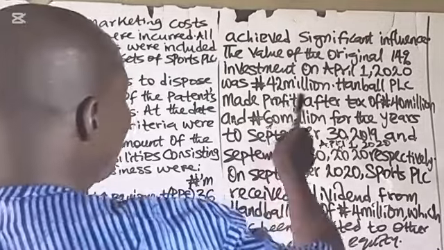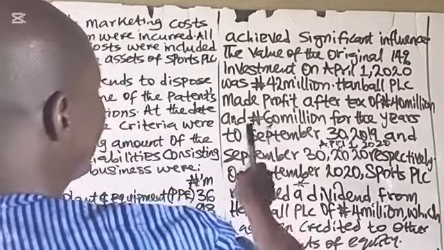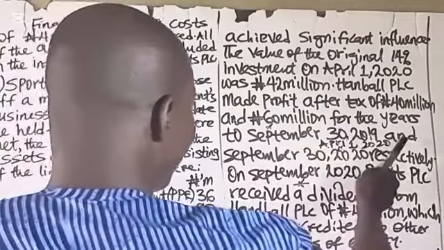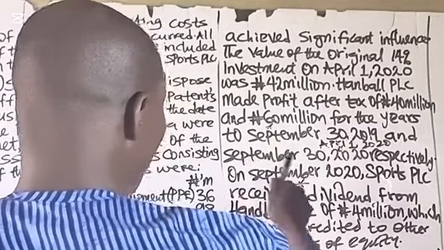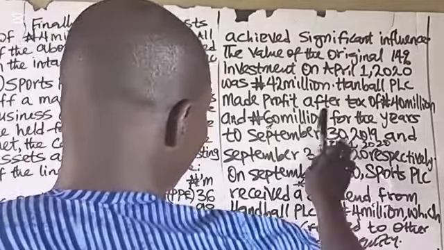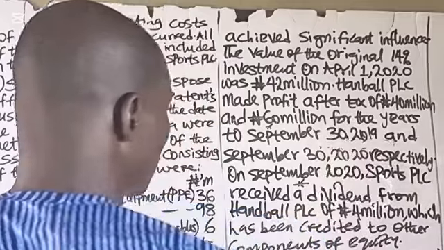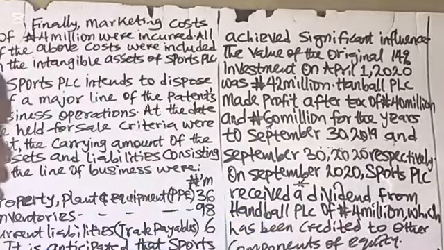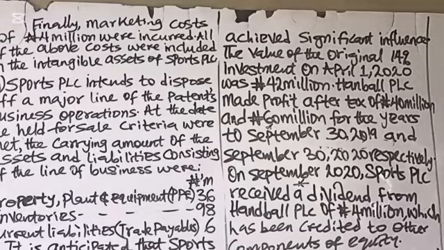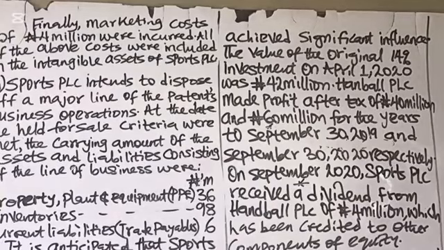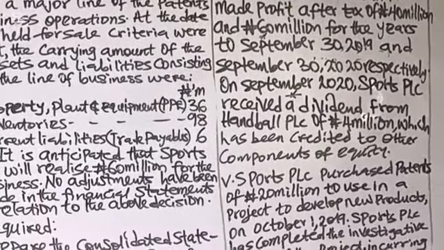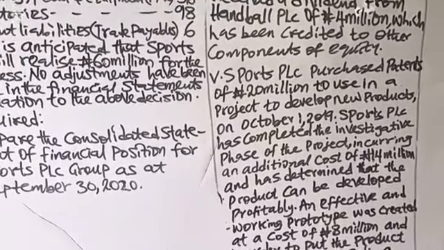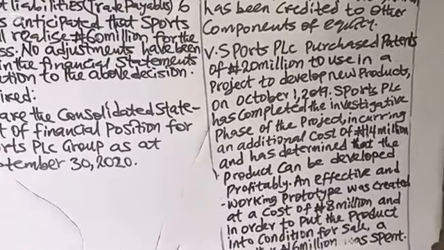Handball PLC made profit after tax of 40 million naira and 60 million naira for the years to September 30, 2019 and September 30, 2020 respectively. On September 2020, Sport PLC received a dividend from Handball PLC of 4 million naira, which has been credited to other components of equity. Sport PLC, note 5.